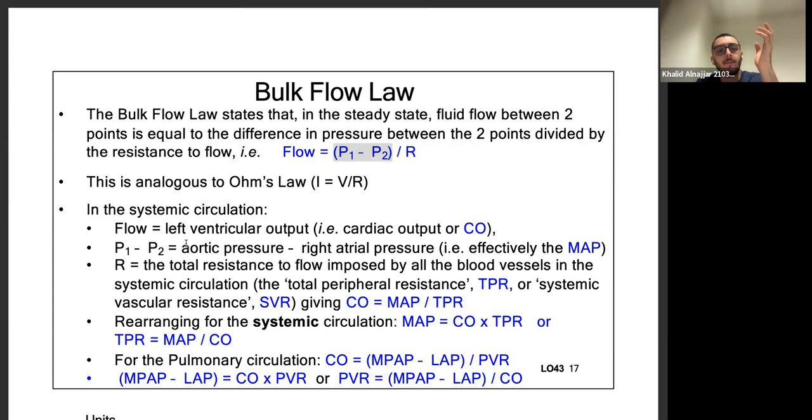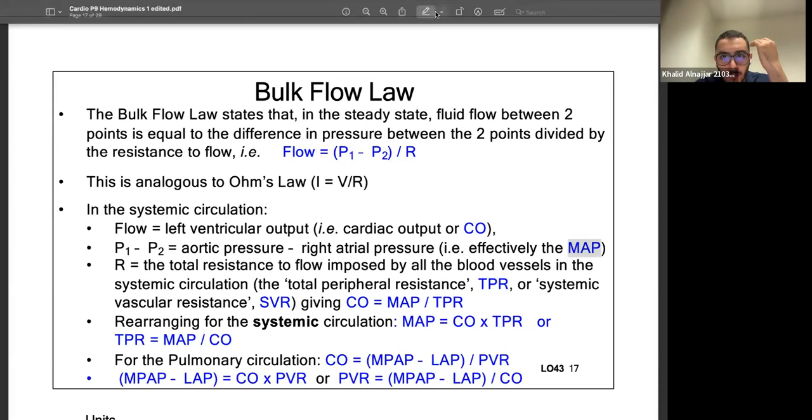And we said that if P1 was the aortic pressure and P2 was the right atrial pressure, this is the mean arterial pressure, not systemic pressure. Why? Because you got the very first point of the arterial circulation and the very last point of the arterial circulation. So you end up with mean arterial pressure or MAP. So CO equals MAP.